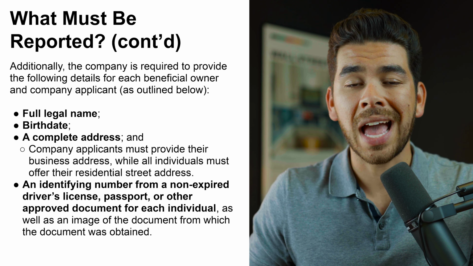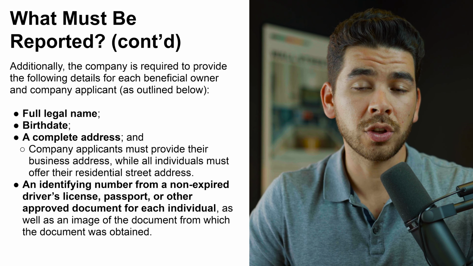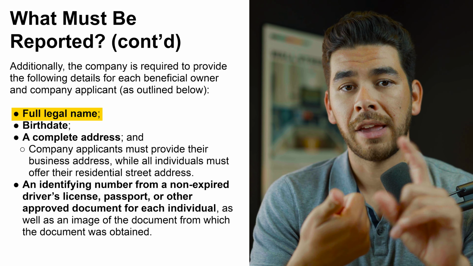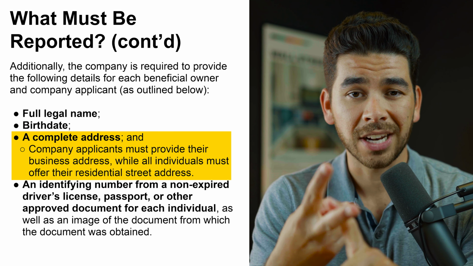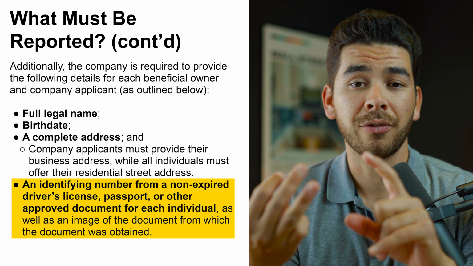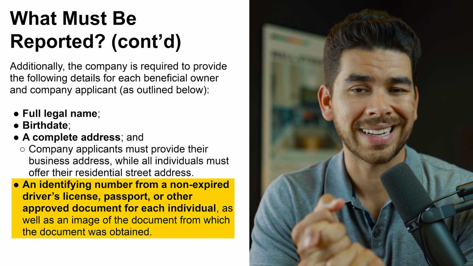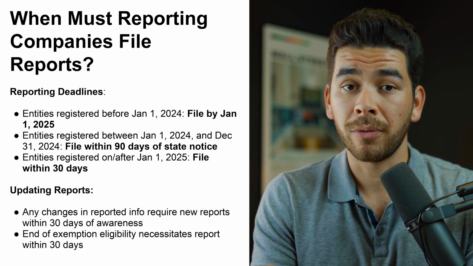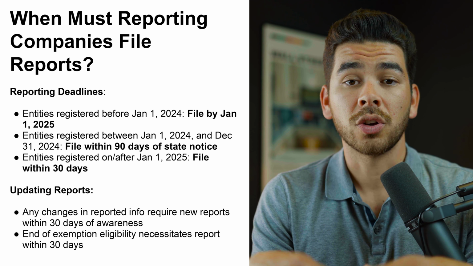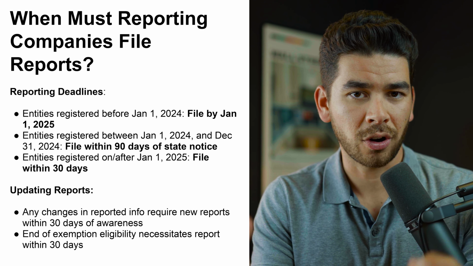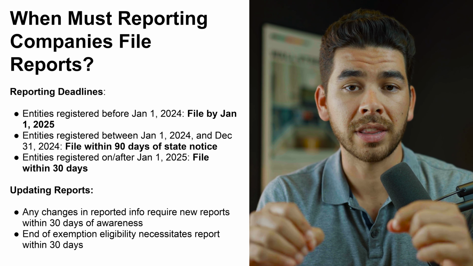Now, for all company applicants and beneficial owners, you need to have the following information: a full legal name, birth date, a complete address, and an identifying number from a non-expired passport, driver's license, or other form of identification. Just note that this is a very important form. You need to make sure that you fill this out. So go ahead and watch that other video if you haven't already to get more information on the BOI report.